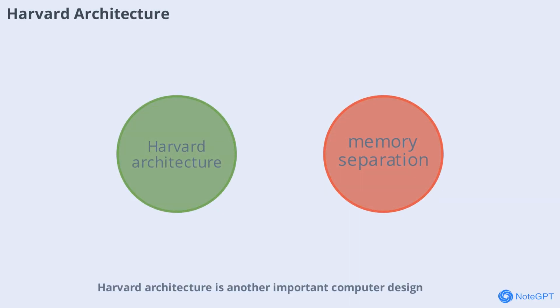Harvard architecture is another important computer design, featuring separate memory spaces for instructions and data. This allows the CPU to fetch instructions and data simultaneously, improving speed and efficiency. Harvard architecture is commonly used in embedded systems and microcontrollers, where performance and simplicity are critical. Let's compare these two architectures in more detail.